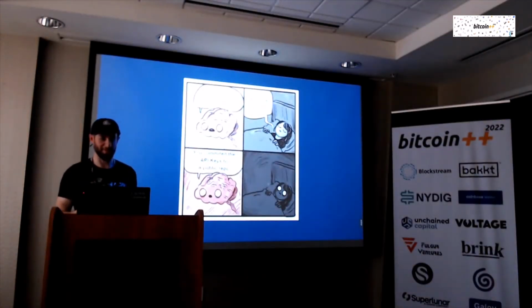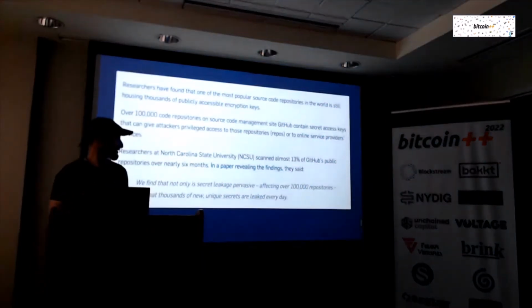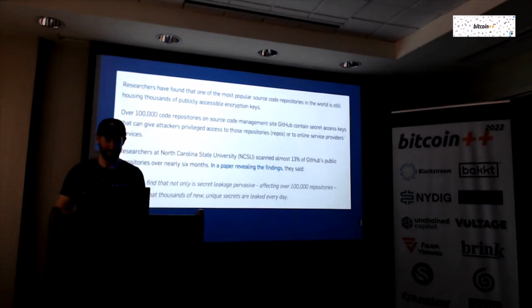There is a problem with API keys, right? One of the problems is that you leak them. You put them in your code base by accident, or you commit them into your GitHub repo, or you store them in an environment poorly. And this is an article that I found that says that over 100,000 GitHub repositories contain secrets, and there's thousands being leaked every day, right? That's a big oops.